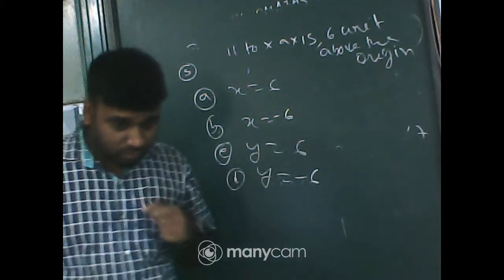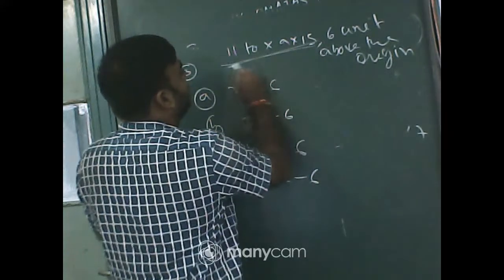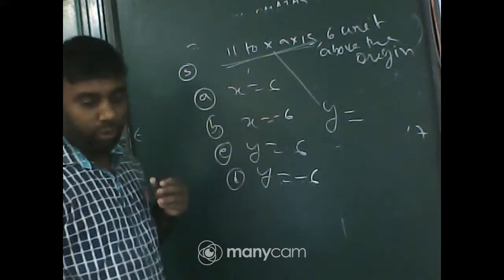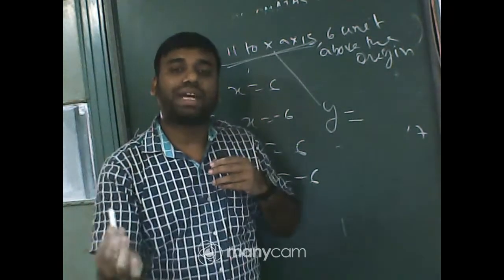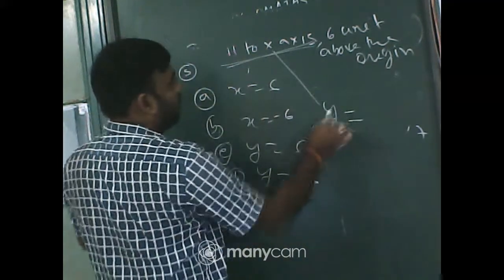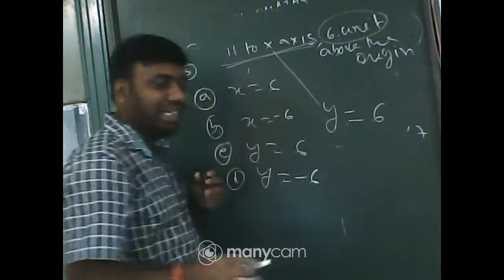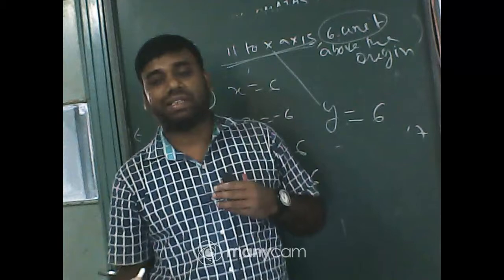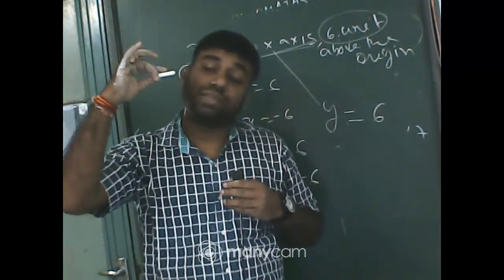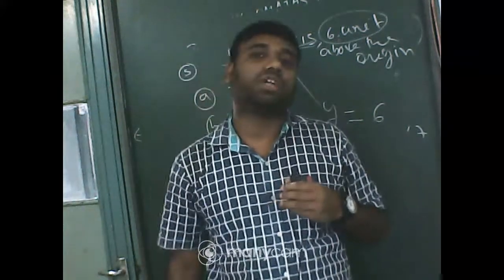Okay, so now I am explaining. First of all, parallel to x-axis means y equal to constant, and parallel to y-axis means x equal to constant. So parallel to x-axis means y equal to constant, and that constant is 6 unit. Now the question is whether it will be plus 6 or minus 6. As it is above the origin, it is plus 6. If it is below the origin, then it will be y equal to minus 6.